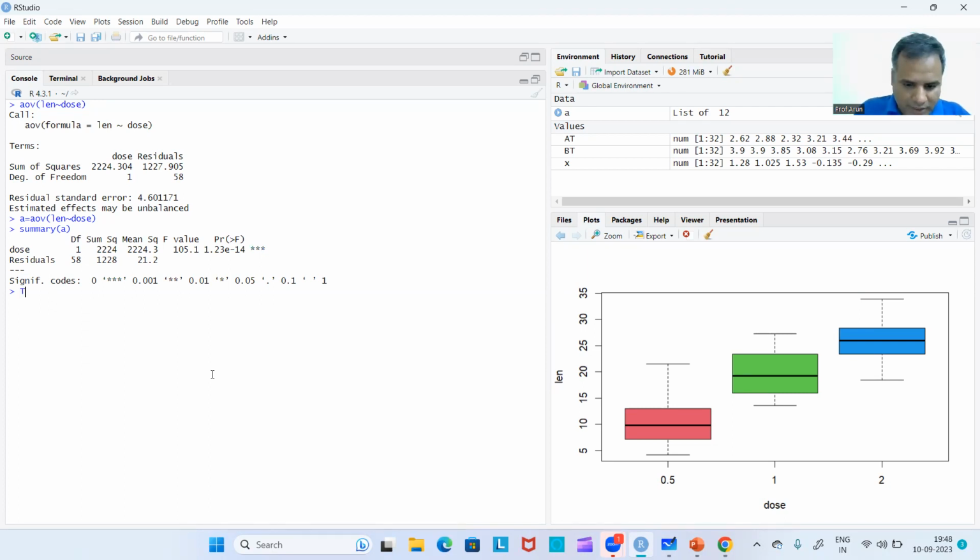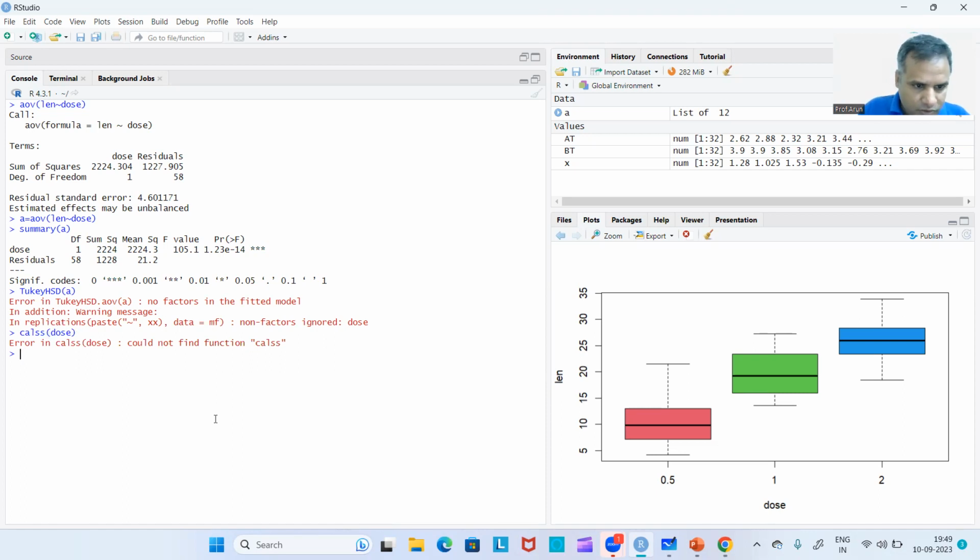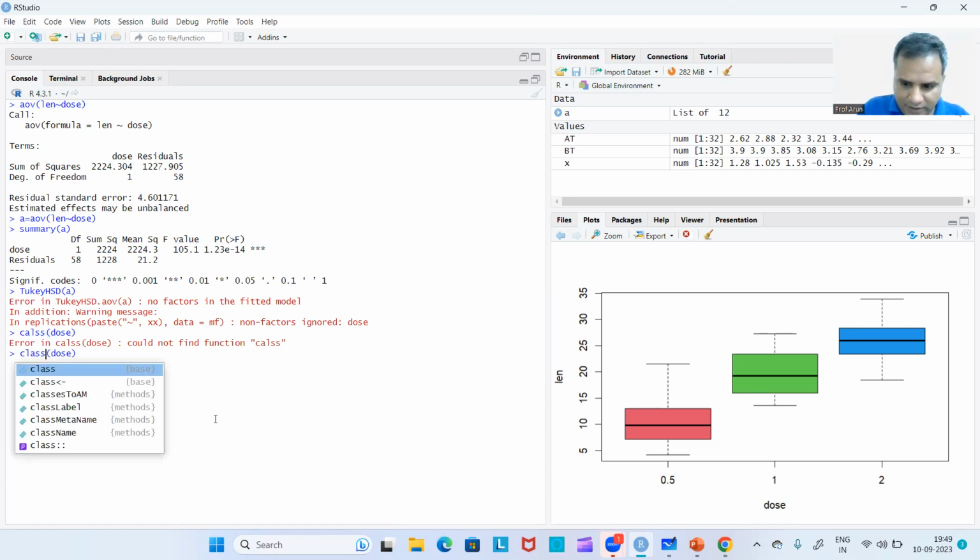So let me apply Tukey HSD. Let me see if it works. Tukey HSD A. It is not showing me because, what is the class of dose? Just a second. Give me some time, because the class of dose is showing numeric. It should not take it as a factor. Sorry, class. CLASS.